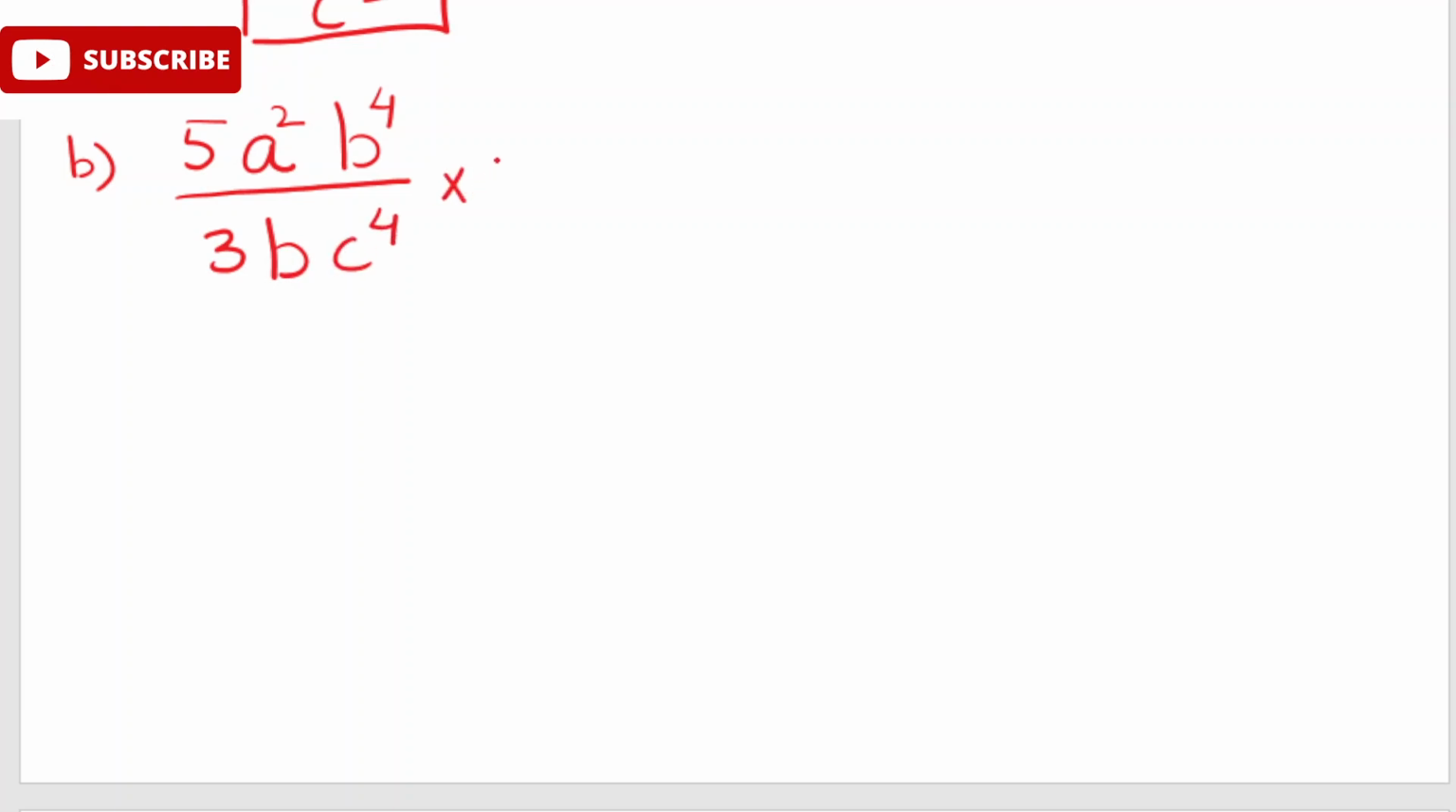Part B is almost the same. 5a square b power 4 by 3b c power 4, times 9b square by 10a cube. Now we can simplify this question this way as well.